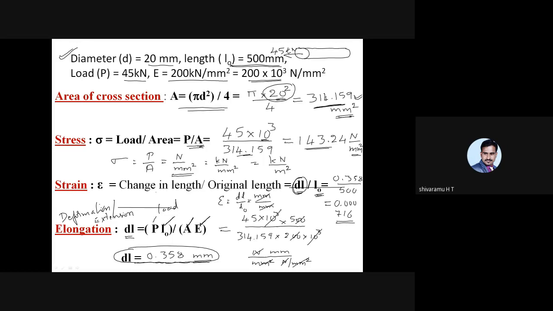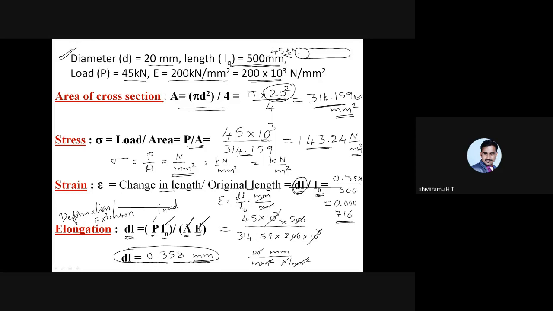Strain is equal to change in length by original length, which is dl by l naught. But here dl is unknown and l naught is known. So to find dl we are going to use the equation dl is equal to P l naught divided by AE. P indicates the load, L is the original length, A is the area of the cross section, and E is the Young's modulus. So load, length, area, and Young's modulus are all known.